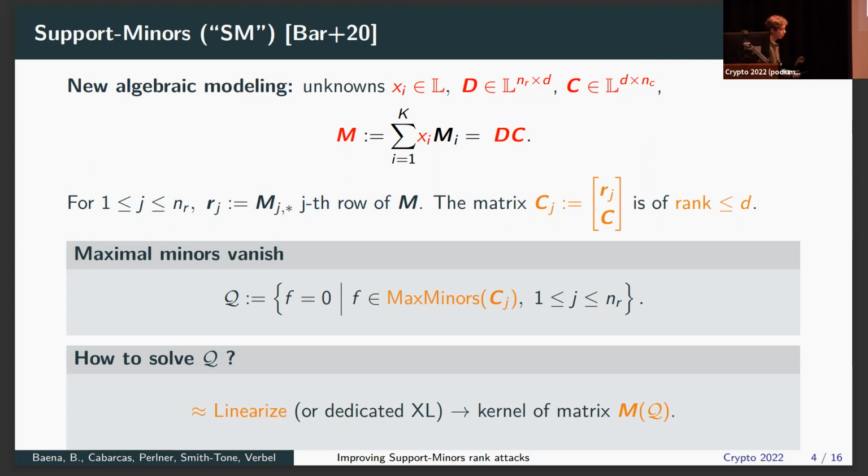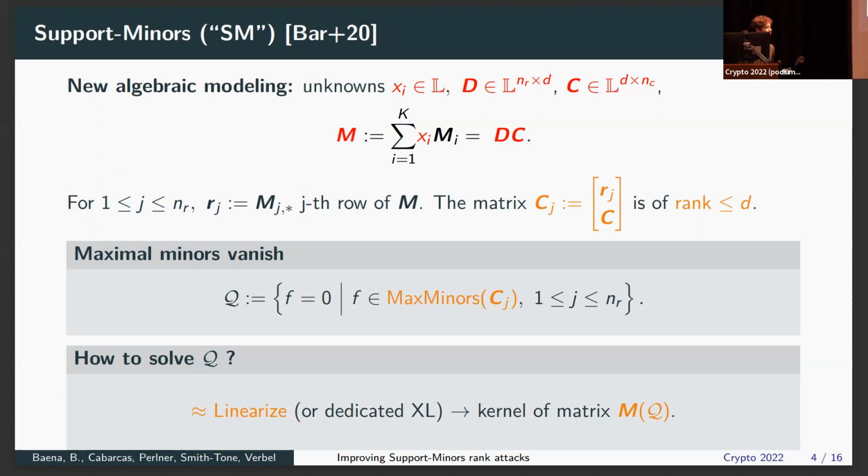And then there is a very easy way to generate the equations, which is to write that all the maximal minors of Cj, which are of size D+1, are 0. And you can do this for any row index J. So in this way, you get your system Q, which is the Support Minors system. And this is clearly a nonlinear system, because since you have minors, there is no reason why the equations are linear. So a naive way to solve it is to linearize.